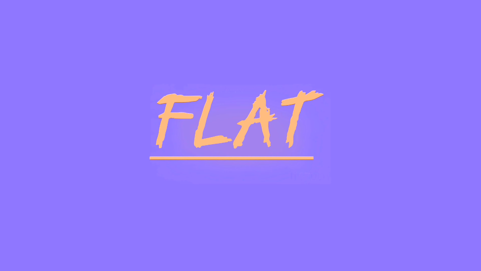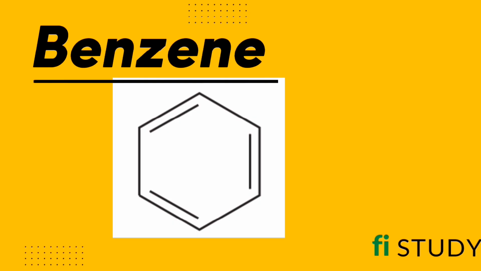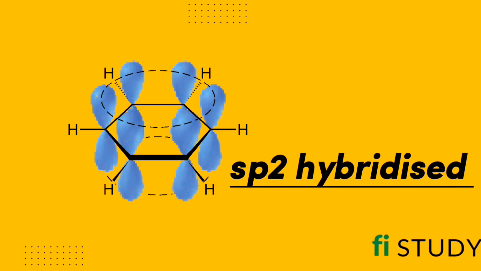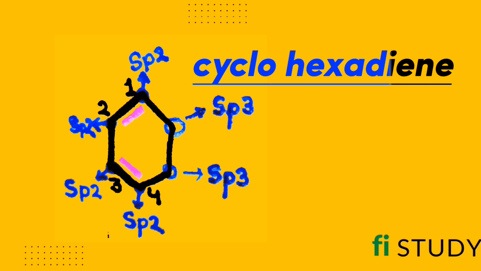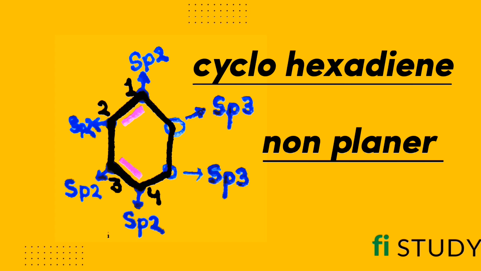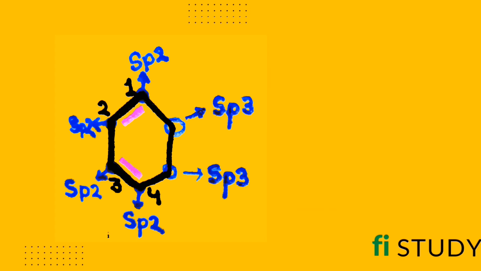Now look at benzene. It has pi bonds, which indicates that all carbons are sp2 hybridized. Whereas cyclohexadiene has 4 sp2 hybridized carbons and also 2 sp3 hybridized carbons. These two carbons make this molecule non-planar, that means 3-dimensional. So this molecule cannot be aromatic.